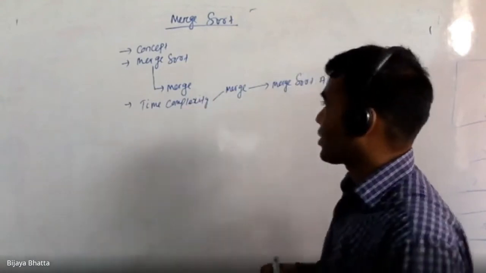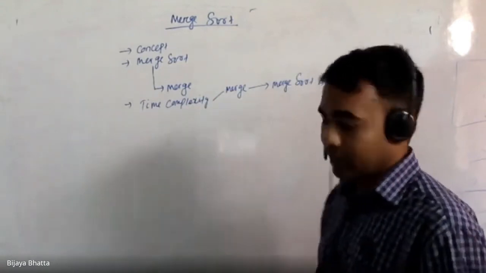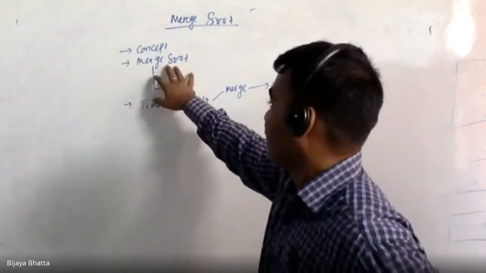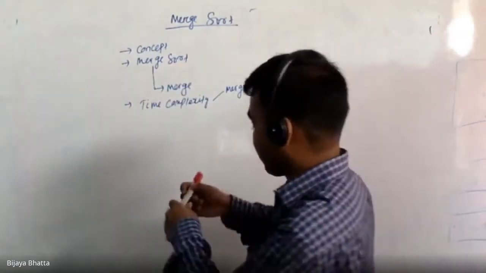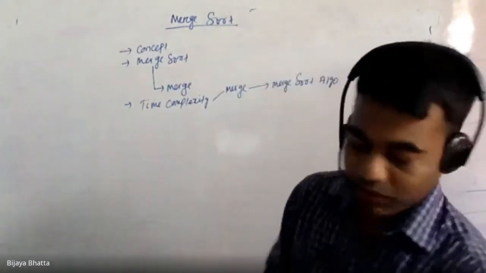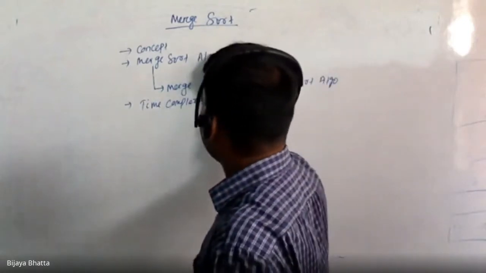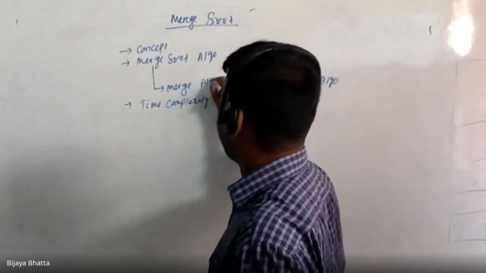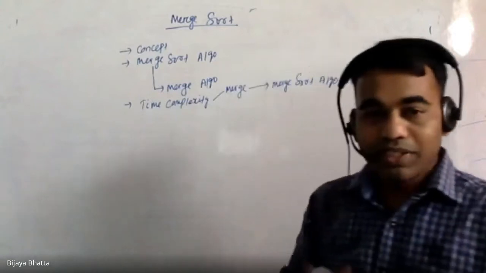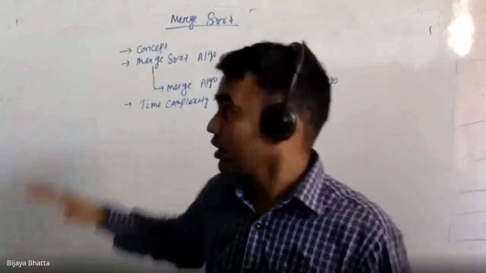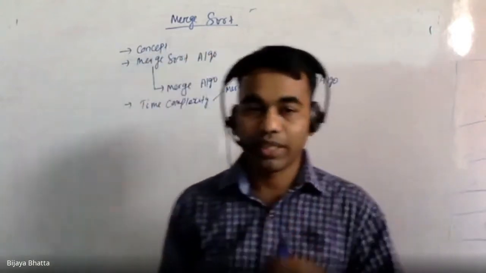So we'll understand the merge sort concept and the merge sort algorithm. This means the merge algorithm, and then time complexity. Let's try to understand step by step how this merge sort works.